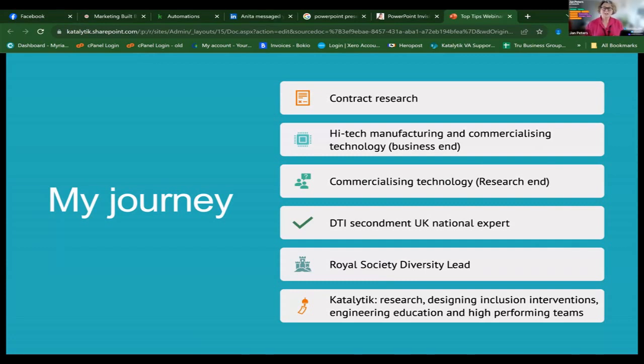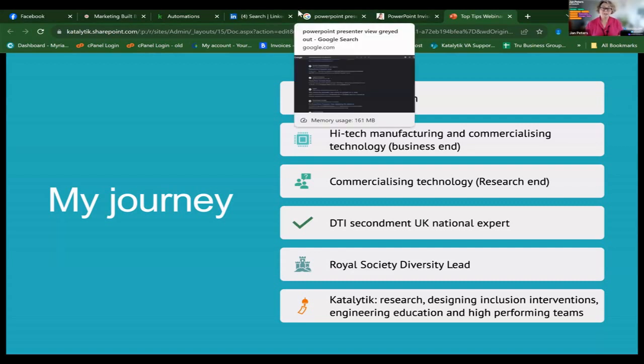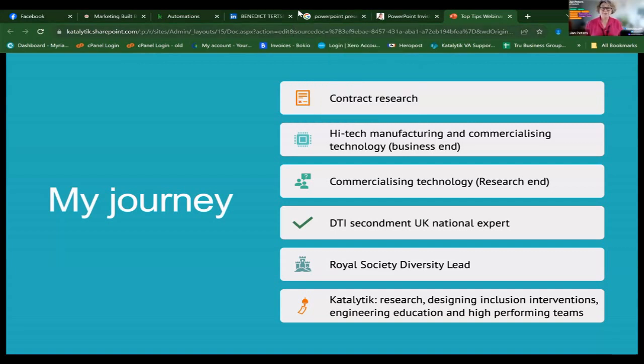I ended up working at the Department for Trade and Industry, leading the Women in Science unit. And as a result of that, I've been involved in a number of high-level national reports looking at initially women in science, gender in science, and then broader diversity in science. And I was also for a time the Royal Society's very first diversity lead. And then I set Catalytic up 19 years ago next month.